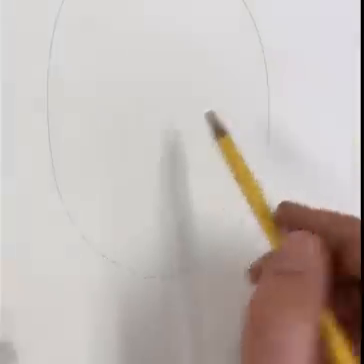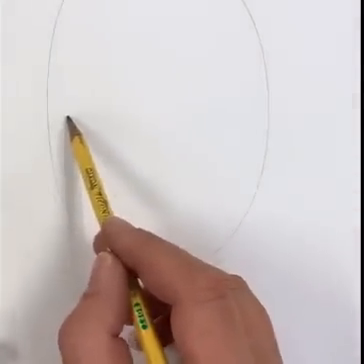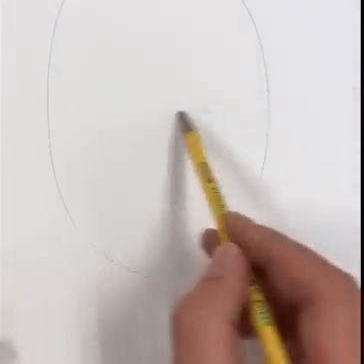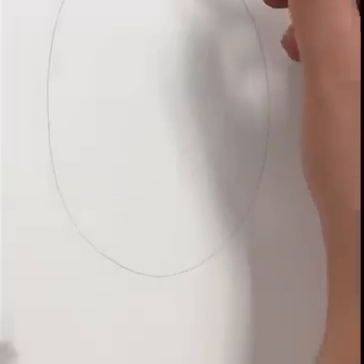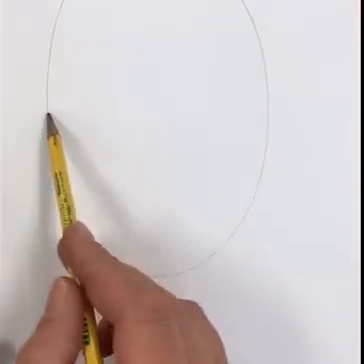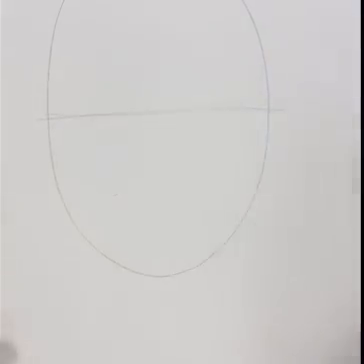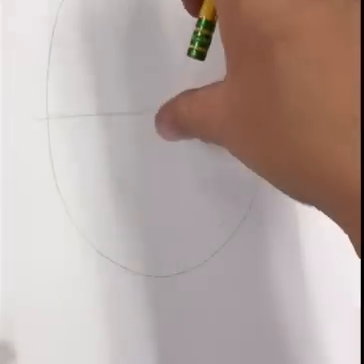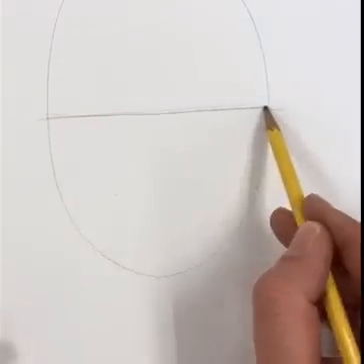Then I'm going to divide up my oval in half. So this looks like it's about half. I want it to be equal from the top to the bottom. I can test it. Is this the same as this? That's about right. So I'm going to leave that there. I want to draw nice and light so I can erase these lines later.